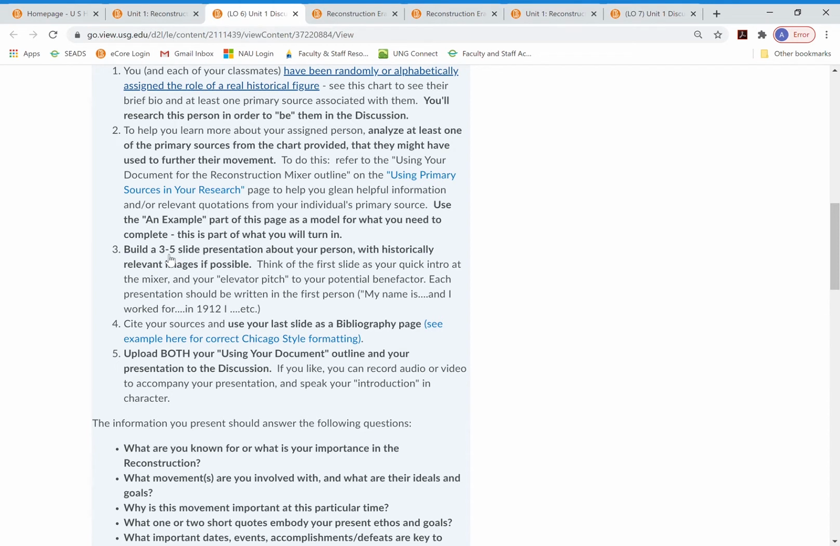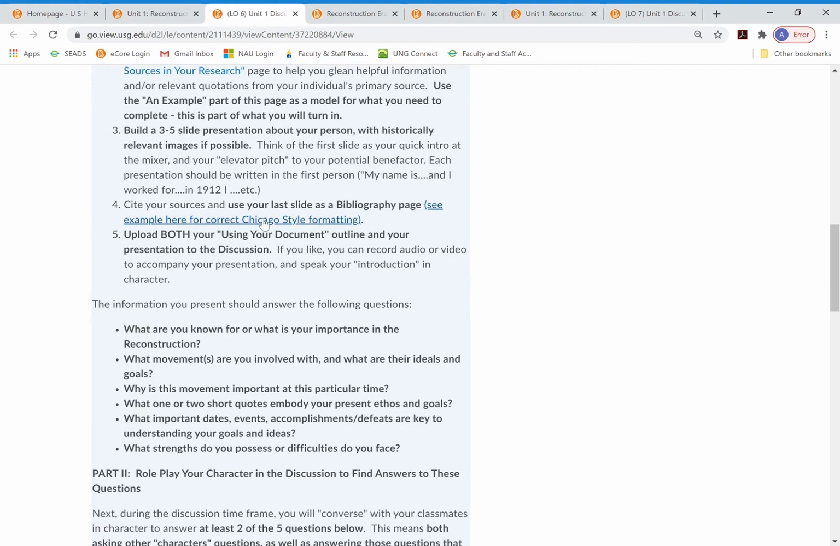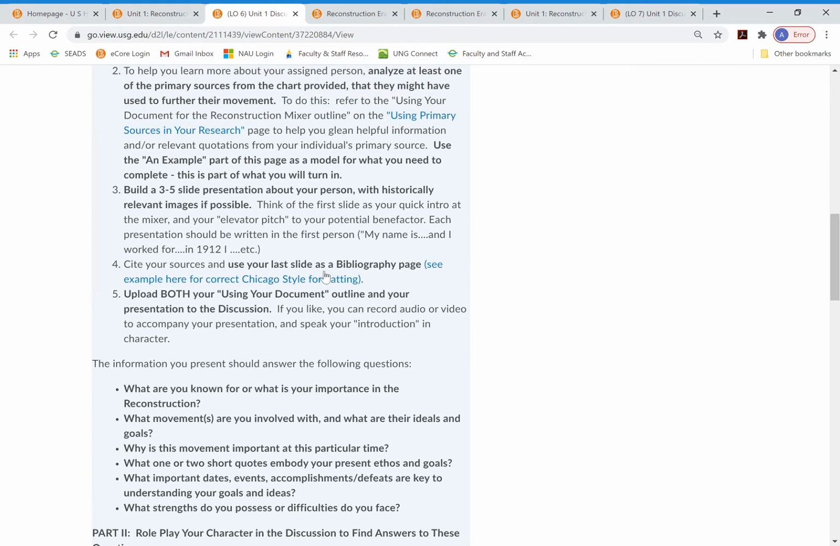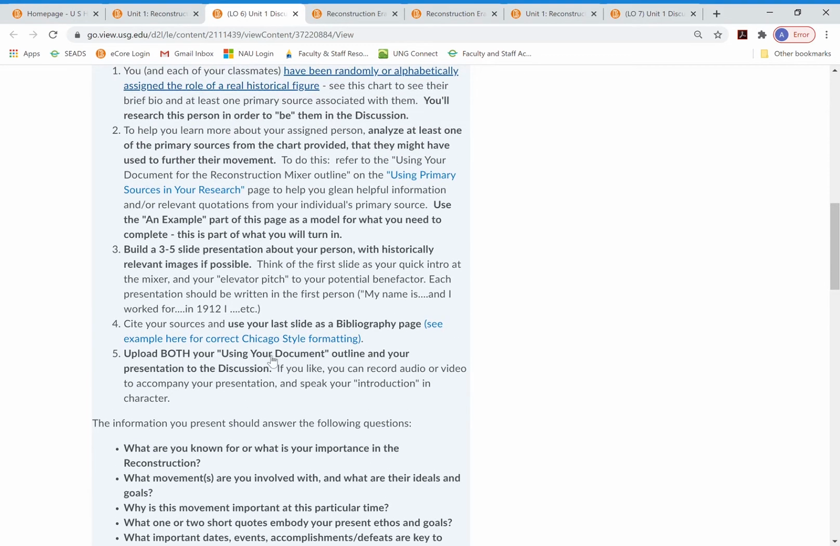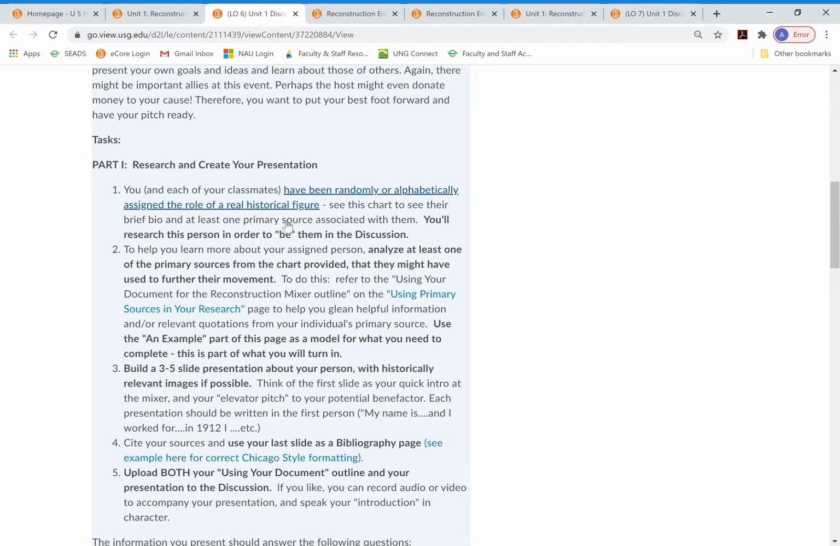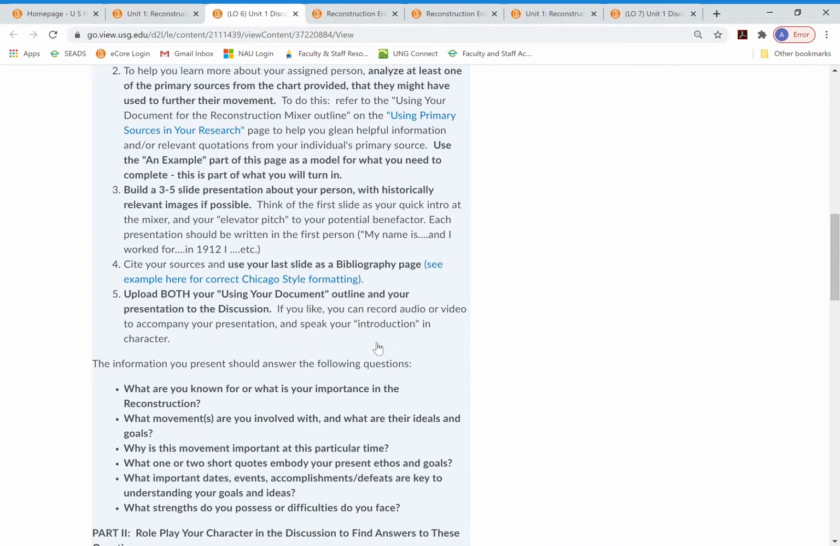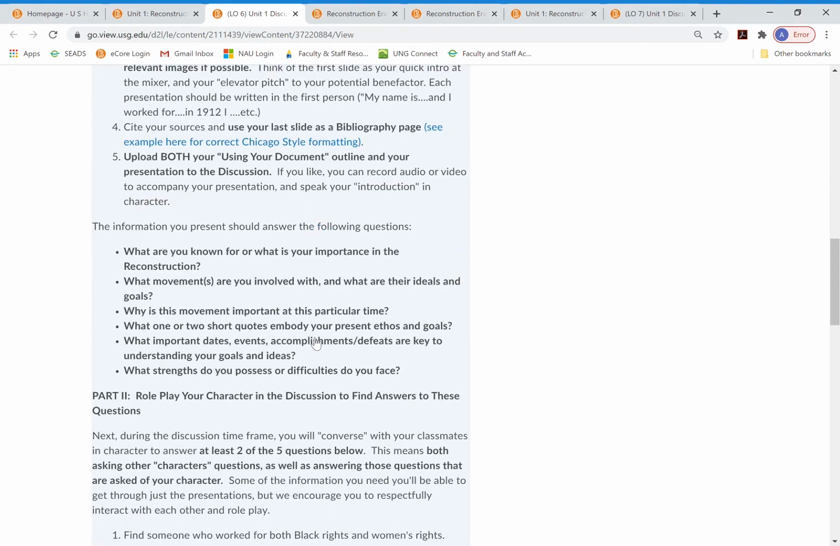Next, we're going to build a 3 to 5 slide presentation about your person. This will be your mini biography, let's call it, of a PowerPoint presentation. Again, read the instructions for this, pretty straightforward. Provide your citations. Last slide is going to be a bibliography page. And then you are going to upload the presentation along with your document outline, which is building that biographic information in a second document. Upload both of those into the discussion. Okay?